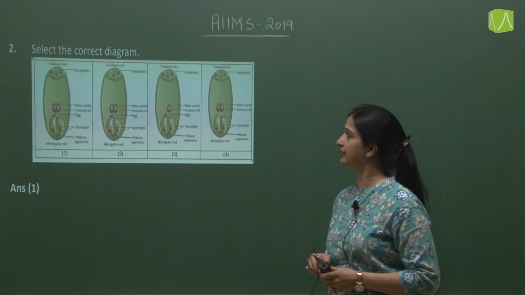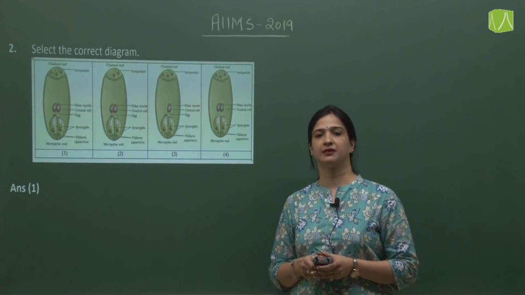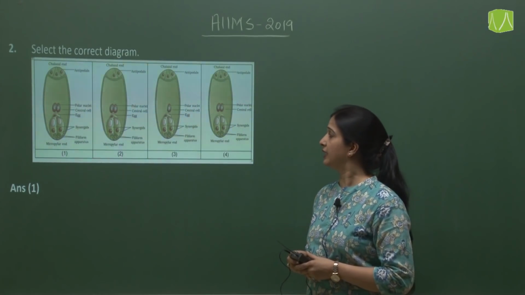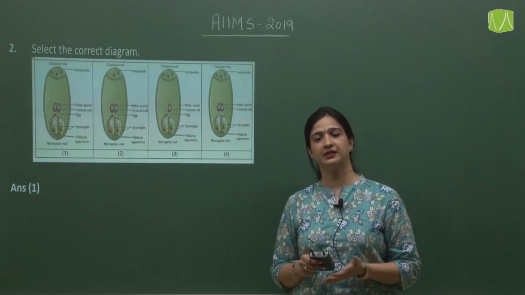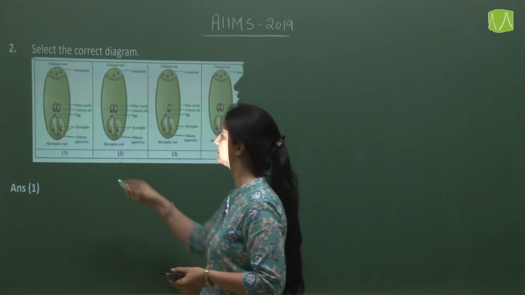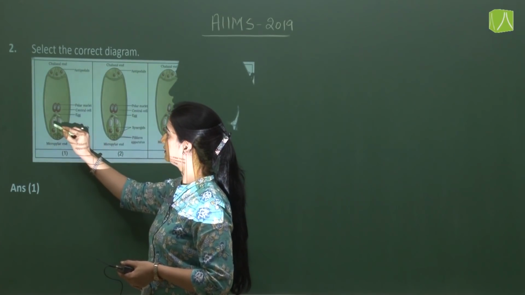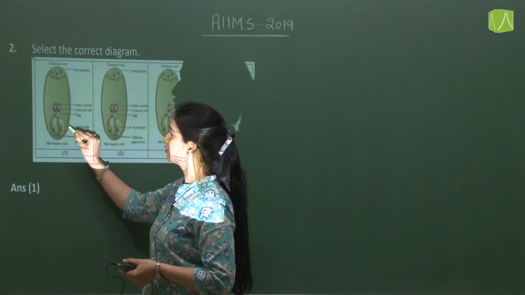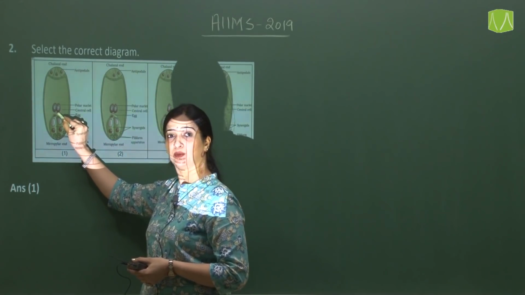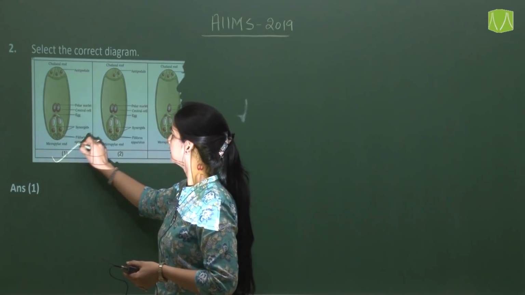Question number 2, select the correct diagram. Here basically the diagram of female gametophyte is given or the embryo sac is given. If we look at it, it is a 7-celled 8-nucleated structure. That is, it consists of the antipodal cells. These are the 3 antipodal cells. 2 polar nuclei are there, and this is the egg apparatus which consists of the 2 synergids and 1 egg cell. So here the correct option will be 1.